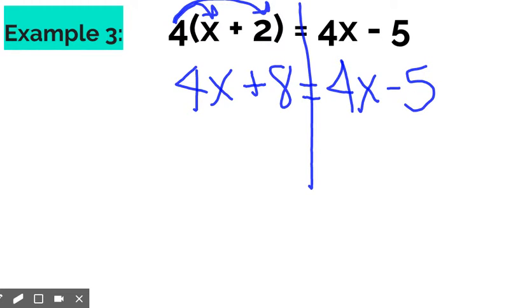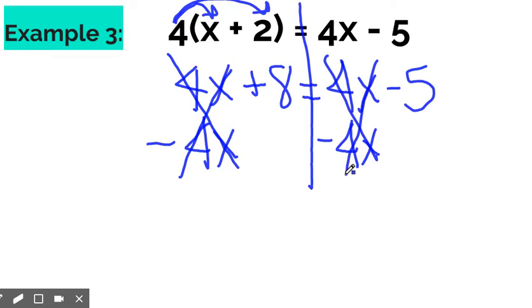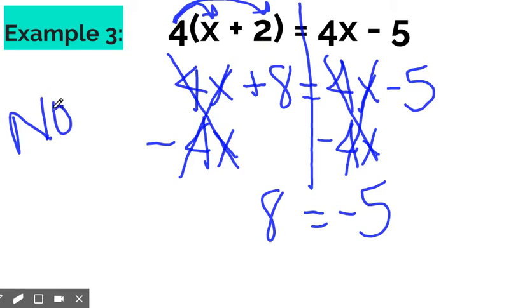All right. Now, if you ask yourself which side has the smaller amount of x's, you're going to see that they're the same. So what happens when we subtract 4x from both sides? Well, if you do that, it'll cancel on both sides, leaving you with 8 equals negative 5. All right, this is not new math or anything. We know that 8 does not equal negative 5. So the answer to this would be no solution.